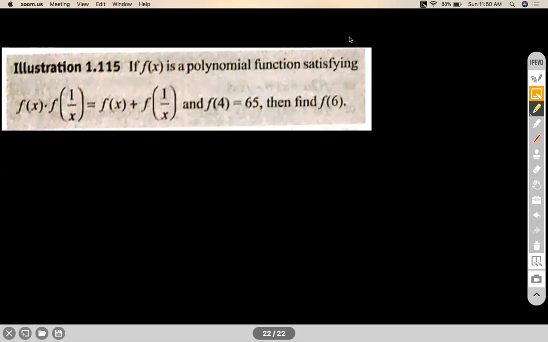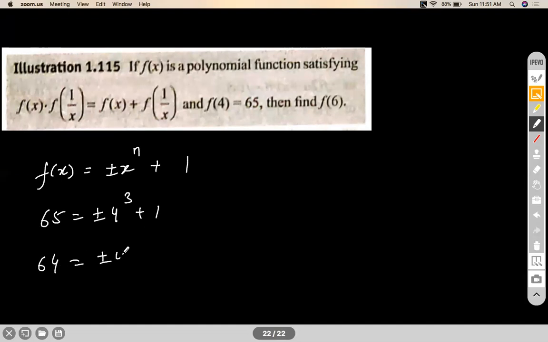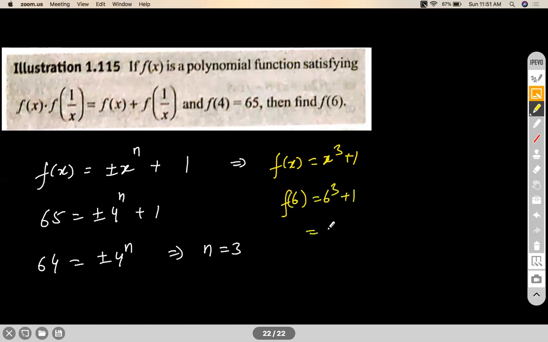Again, a very easy question. Now you know that a function which satisfies this type of equation is of the nature x to the power n plus minus 1. Now if f4 is 65, that means 64 is plus minus 4 cube. This can only happen when you have taken your sign as a plus. Sign should be plus and n value should be 3. That means your function is revised as x to the power 3 plus 1. So f6 will be 6 cube plus 1, which is 217. Absolutely correct. Any questions here? Easy.